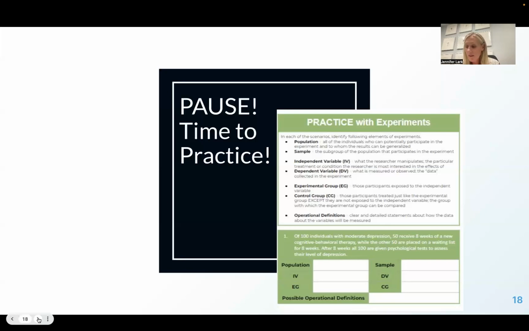Okay, and the dependent variable then is the level of depression. And they mentioned in this example that they're going to do a test for depression, a psychological test for depression. So that's the operational definition for that. And then when we look at the independent variable, the operational definition is an 8-week duration of treatment or no treatment, depending on whether they're in the experimental or the control group.